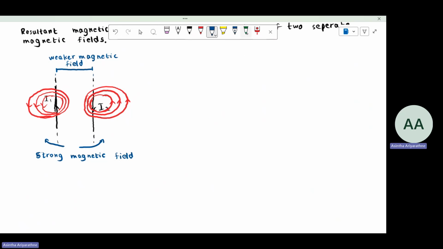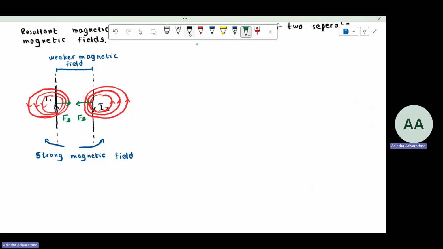Then what would happen? Since this middle magnetic field is weaker than the two sides, there would occur a magnetic force which attracts the two current carrying conductors towards each other. Attraction force. Same attraction force.